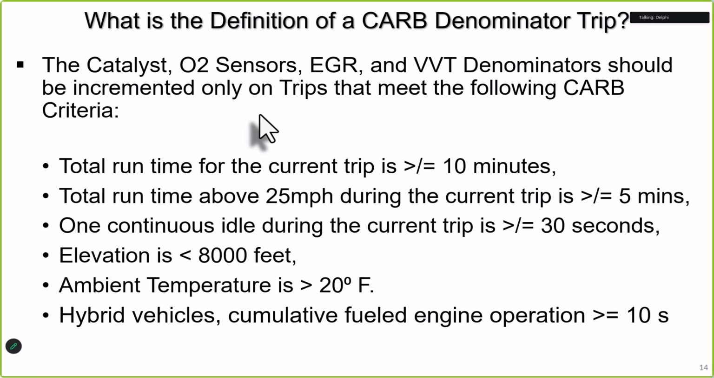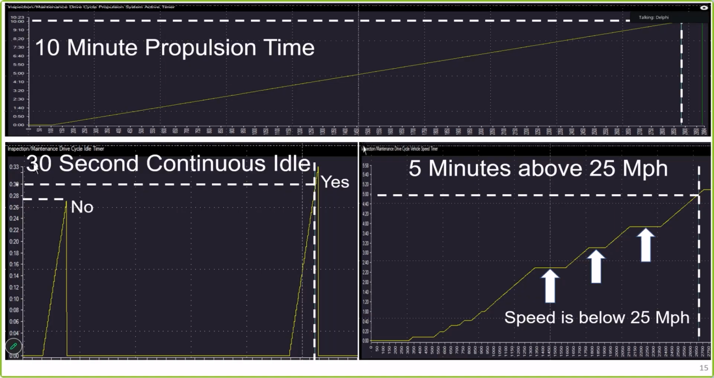Ambient air temperature has to be greater than 20 degrees Fahrenheit. And if it's a hybrid vehicle or stop-start vehicle, it's got a cumulative fueled engine operation time greater than 10 seconds. So let's take a look at that on this slide.